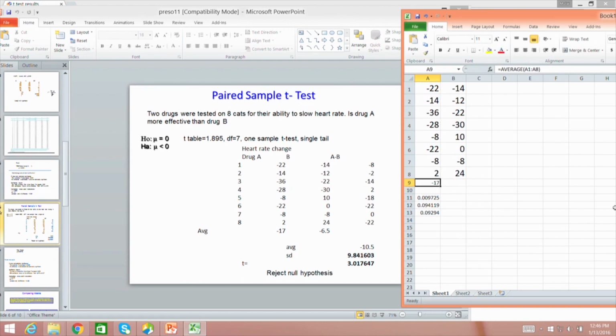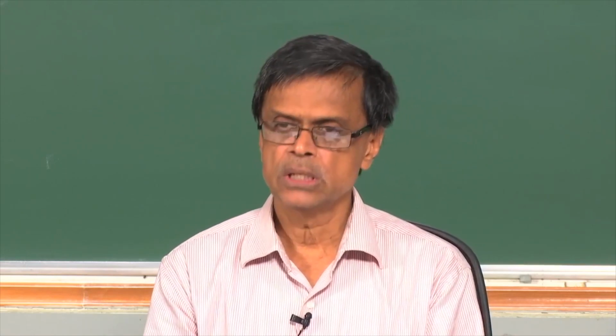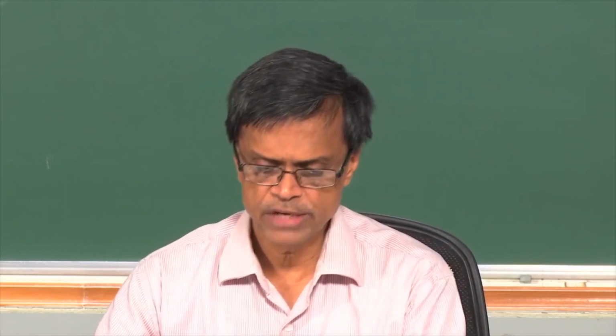So, this average is minus 17, whereas this average is minus 6.5. It looks very large, but when I use a 2 sample t test, because the variations are so large here, the 2 sample t test gives you a probability of 0.09, which means that there is no statistically significant difference between these 2 data sets, whereas when I perform a paired t test, I am able to say there is a statistically significant difference.